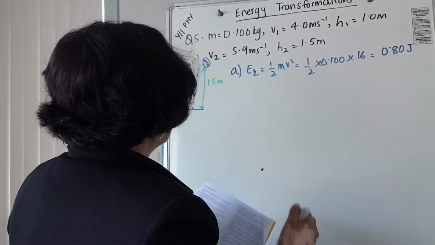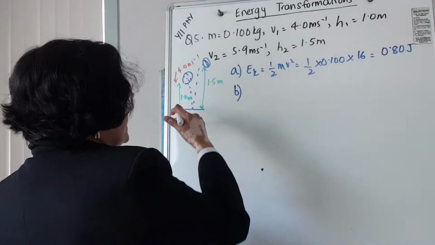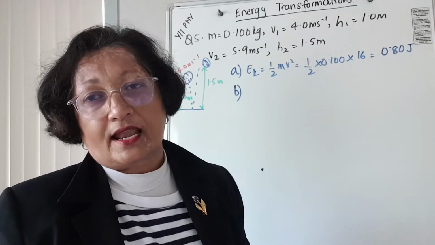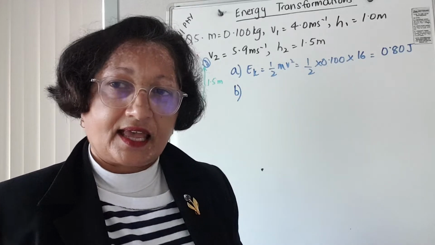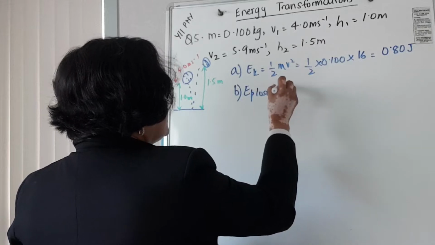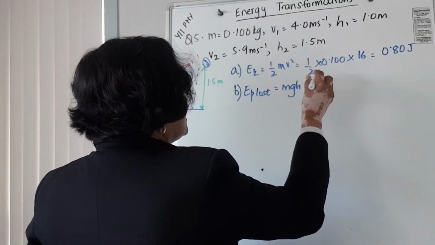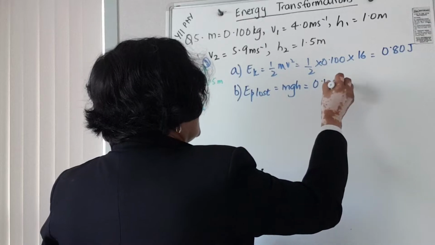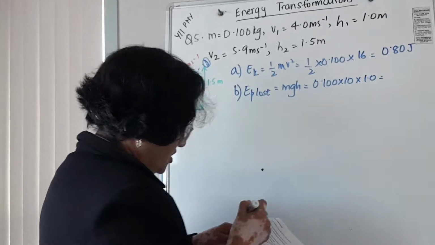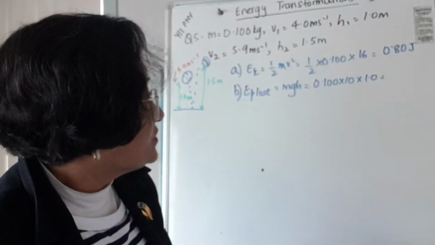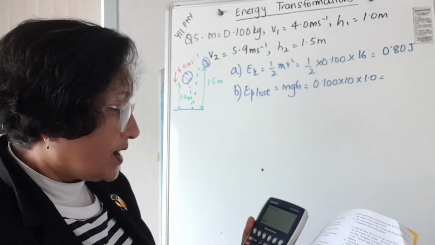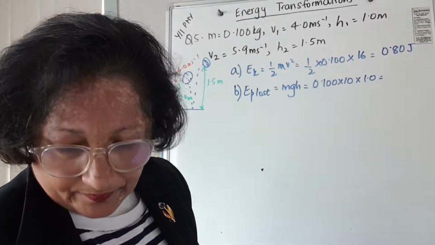B, what's the gravitational potential energy it loses? Because when something falls down from a height, it's going to lose gravitational potential energy and it's going to gain kinetic energy. So the gravitational potential energy lost is mgh, so your mass hasn't changed. It's 0.100, g is 10, and it's at a height of 1 meter. So if you put those numbers in your calculator, you go 0.100 times 10 times 1, and you're going to get just 1 joule. Okay?